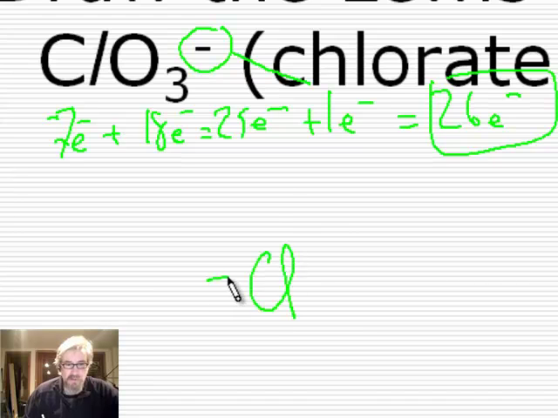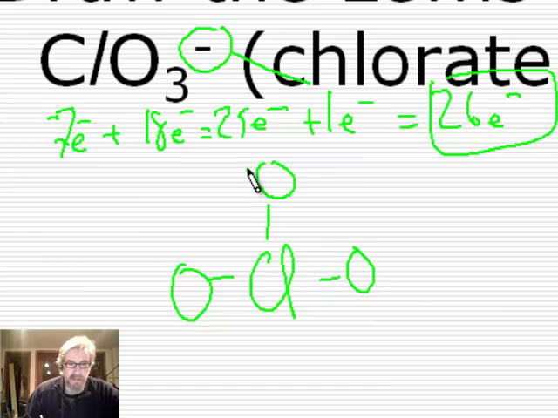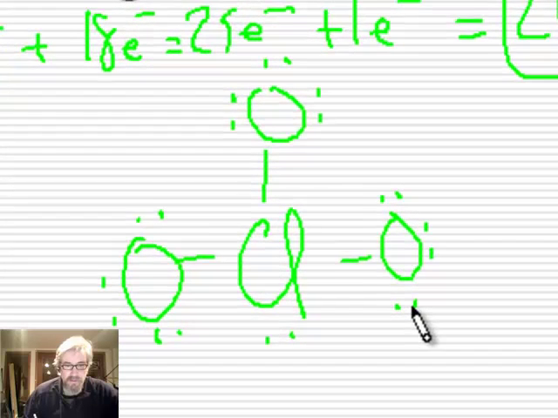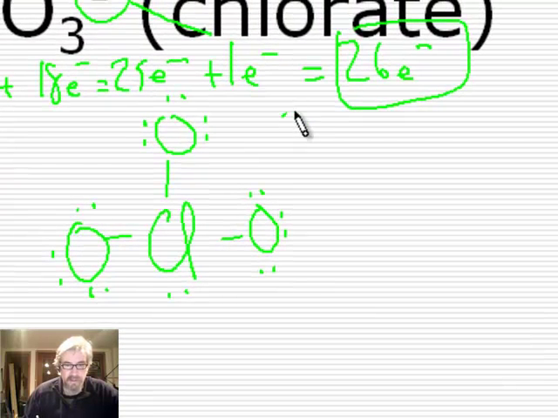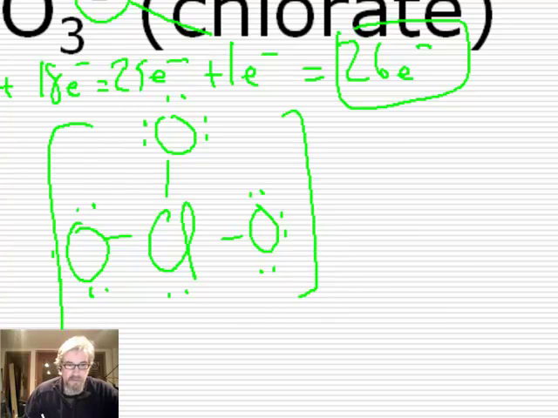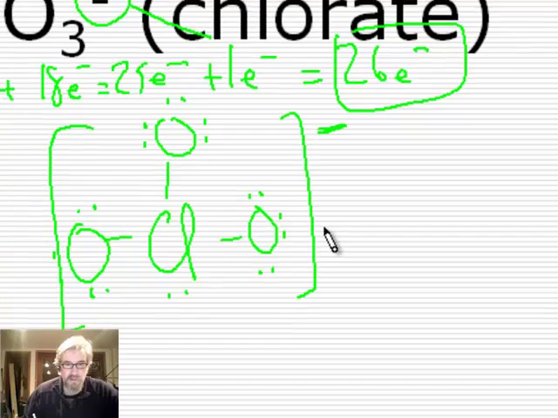I'm going to arrange this with the Cl in the middle and the 3 O's around it, kind of like the formula is telling me to do. Fill my octets. Each oxygen gets 3 pairs, and the chlorine gets 1 pair. And then I count. 2, 4, 6, 8, 10, 12, 14, 16, 18, 20, 22, 24, 26. That's the correct count. So I'm done drawing my structure. Put parentheses around it and indicate its 1- charge.